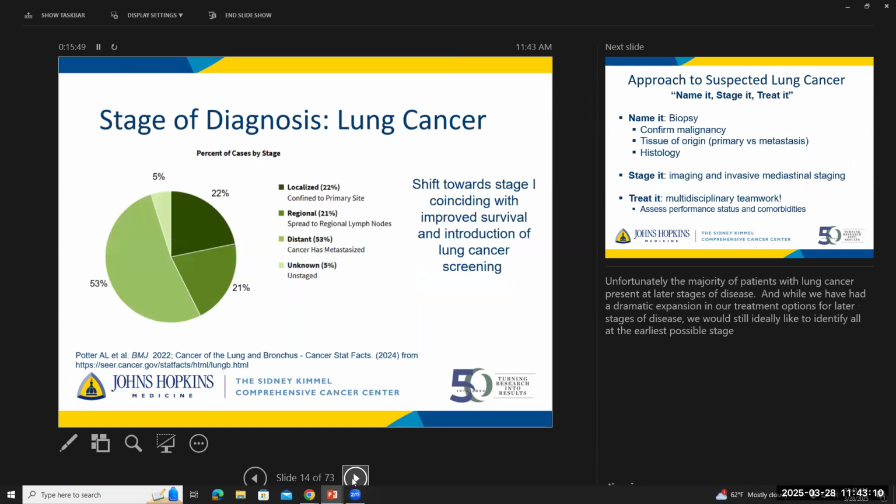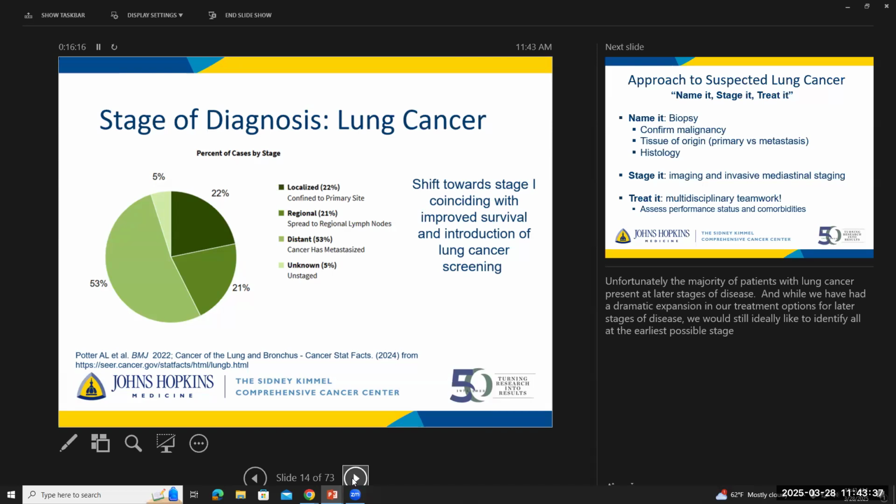All right, I mentioned previously that the survival really does depend on what stage the cancer is diagnosed at. This tells you the percentage of cases that are diagnosed at each of the stages. And kind of the big picture take home here is that the majority of cases are diagnosed at stage 4 or metastatic. So you can see that more than 50% of cases are diagnosed when the cancer has already spread and metastasized to other organs.